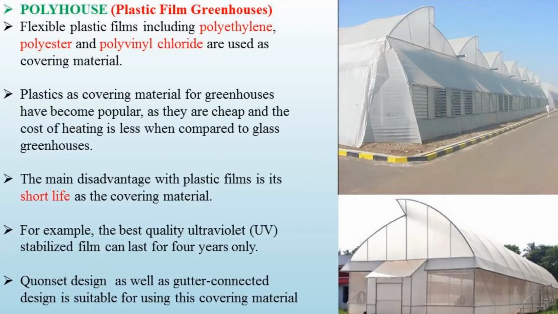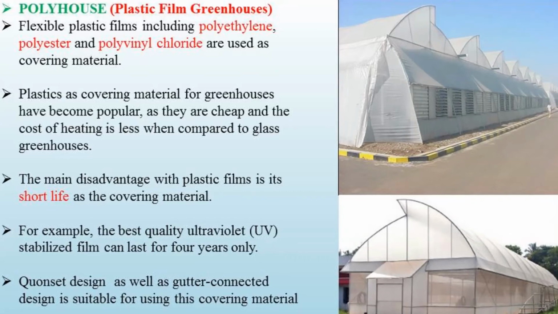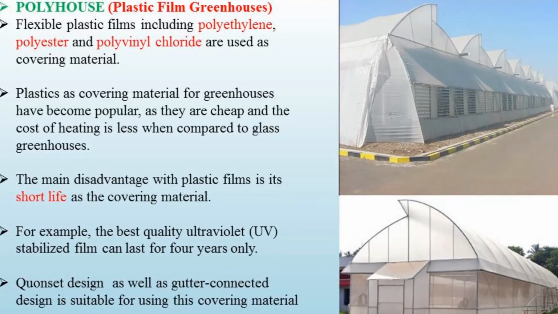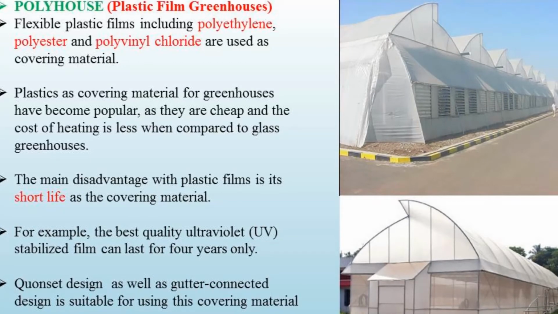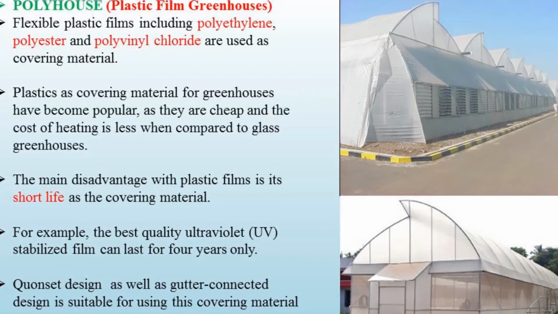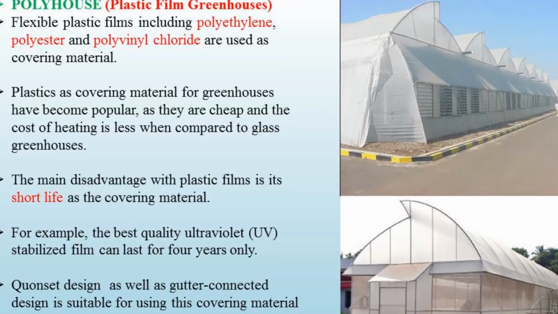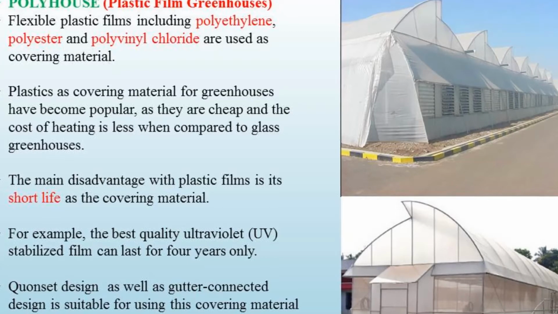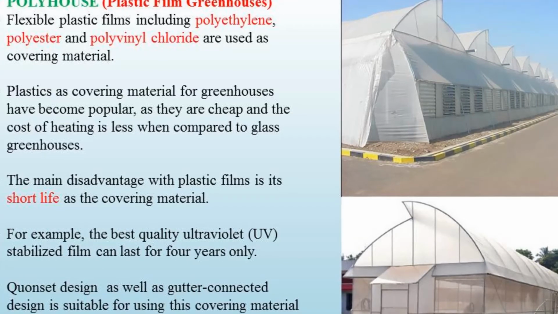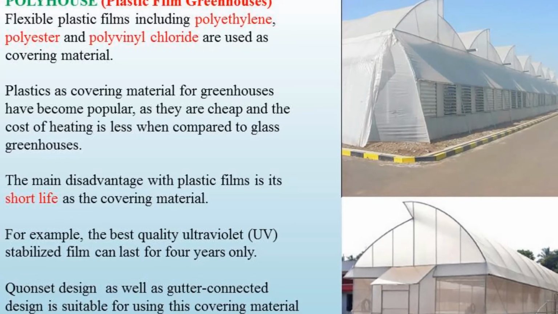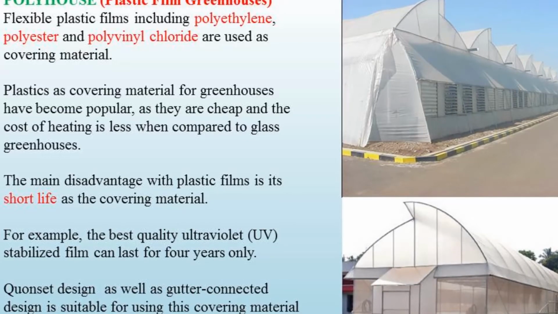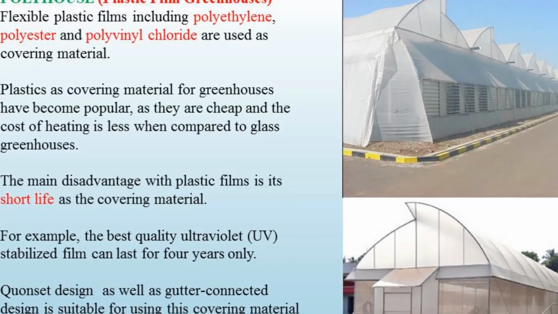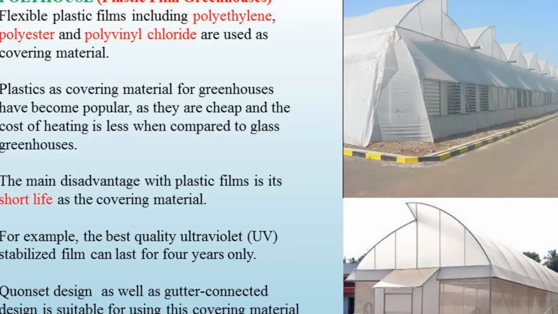Let's discuss polyhouse, that means plastic film greenhouse. Flexible plastic film, that is polyethylene, polyester and polyvinyl chloride, is used as a covering material for this type of structure, so it is called polyhouse or plastic film greenhouse. Plastics used as a covering material for greenhouses have become popular because they are cheap, that means low cost, and the cost of heating is less as compared to glass house.